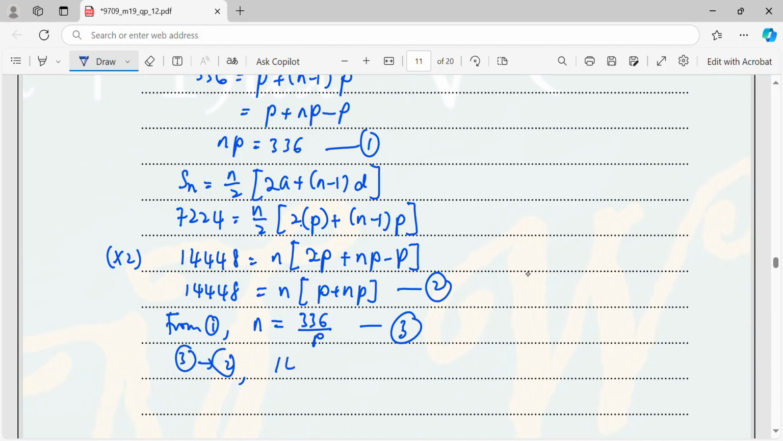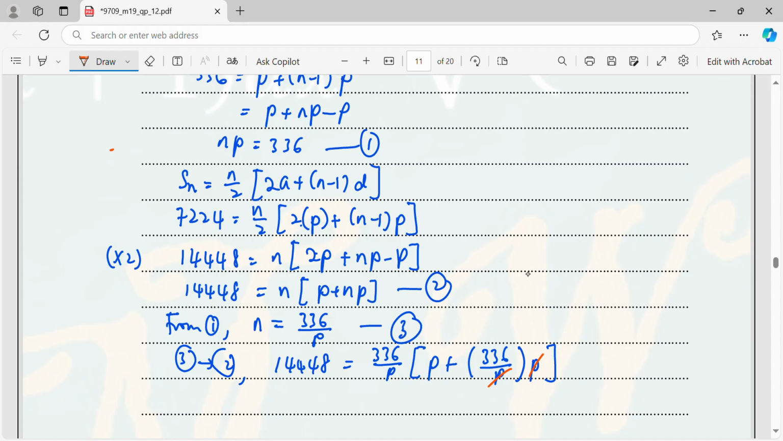So I will get 1,448 equals 336 over p, multiplied with p plus 336 over p, this is my n, then multiplied with p. So then I can simplify. The p will be cancelled off. So basically inside the bracket I get p plus 336.